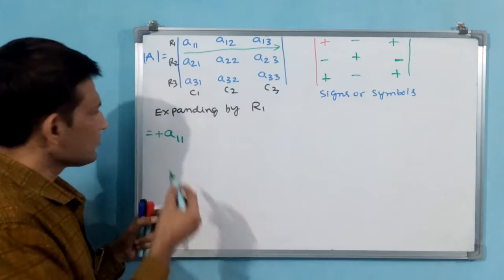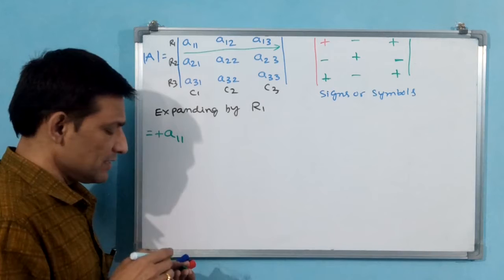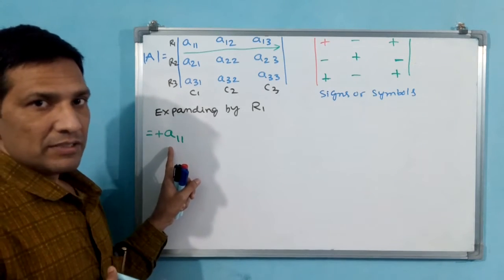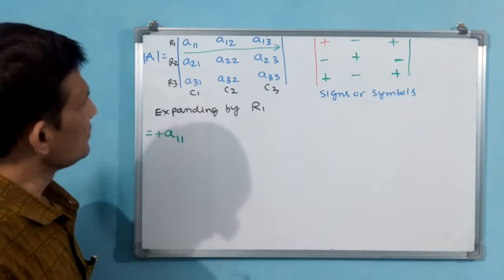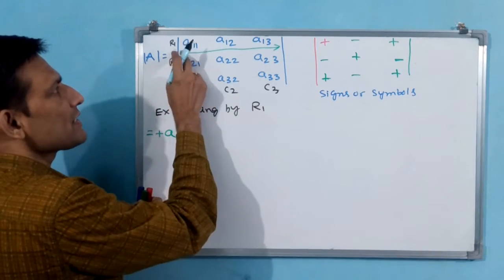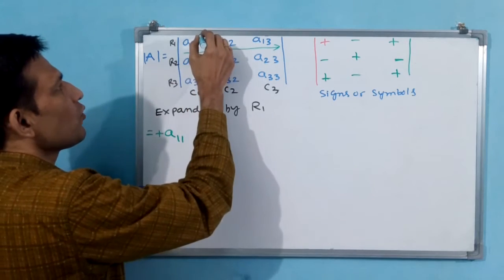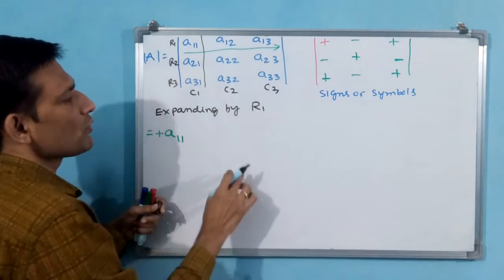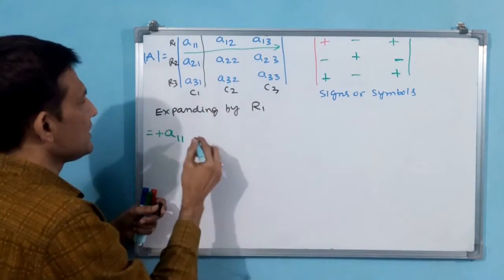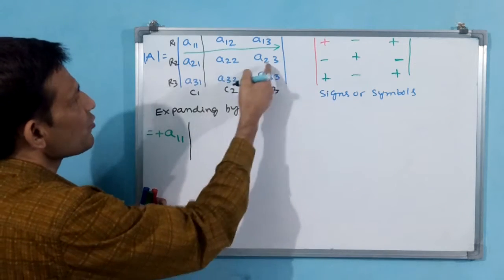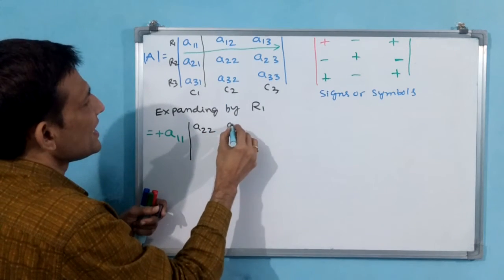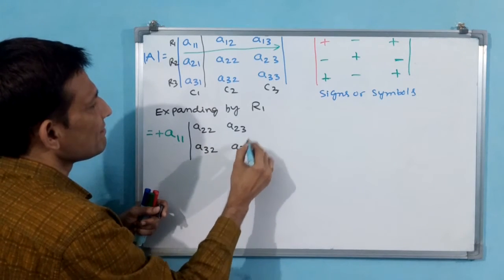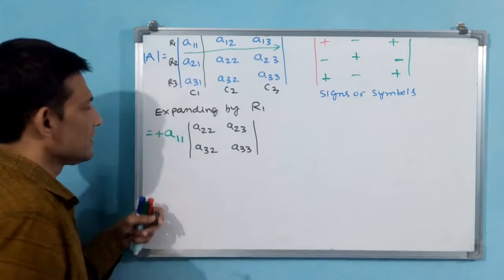Then what you have to do? Now this is a very crucial step. A11 you have to multiply with what you see. A11 position is first row, first column. Then you close all this first row, first column. I have closed first column, first row, both. Then what will be the determinant? This will be the determinant. You write that determinant: A22, A23, A32, A33. Is it okay?